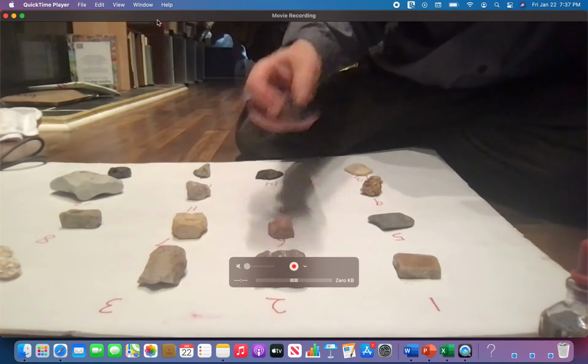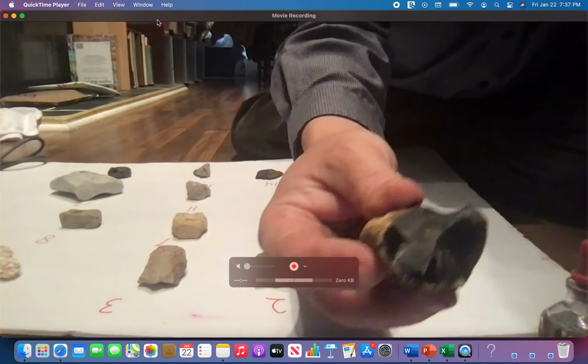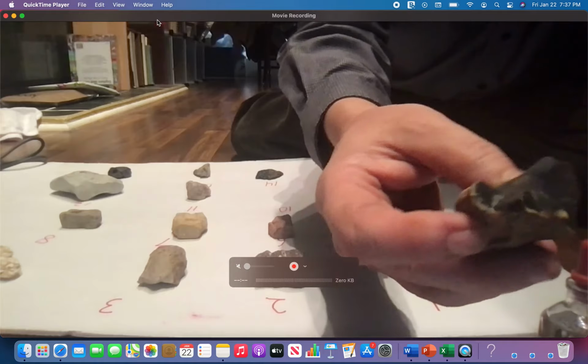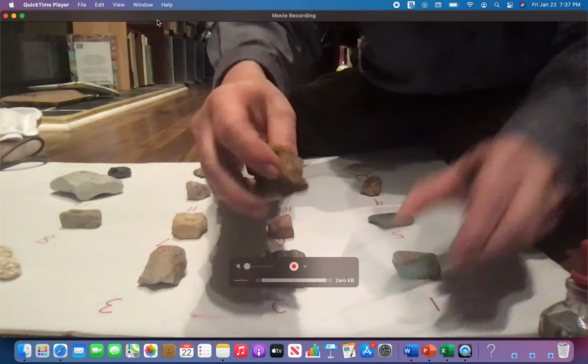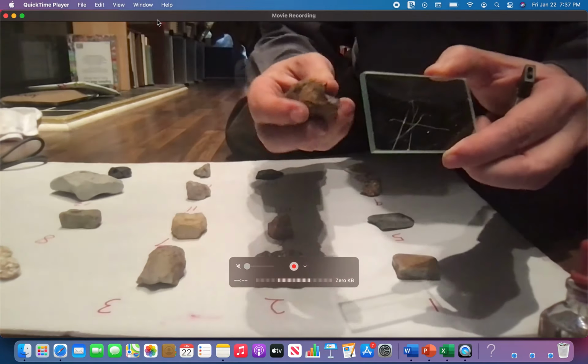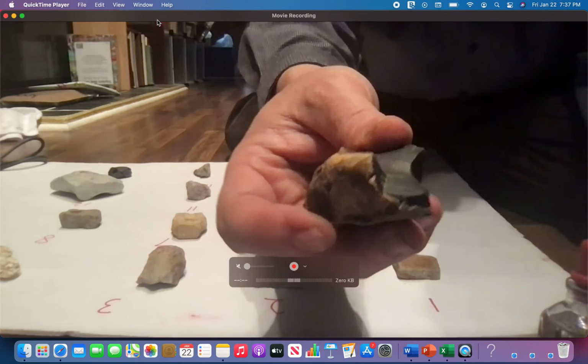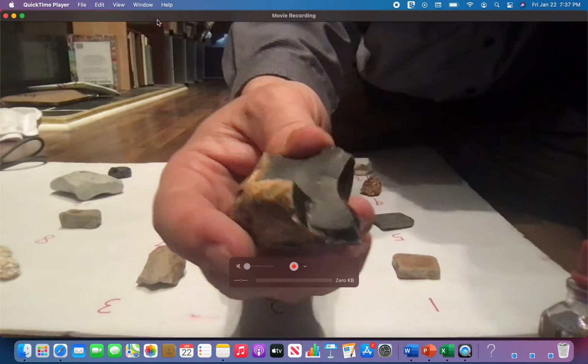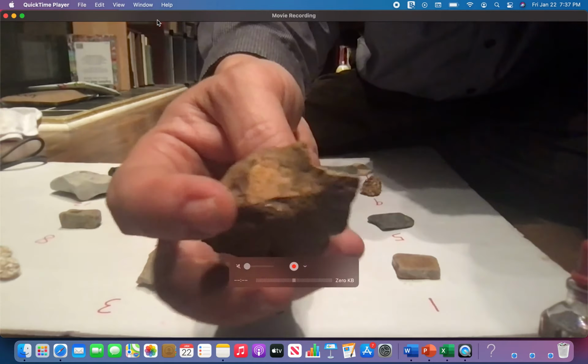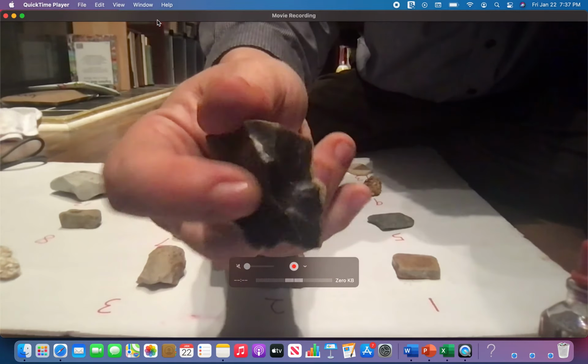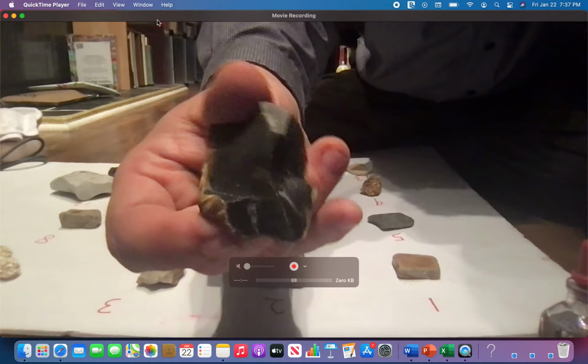Sample number 10. Note the color of this rock. If I rub it against glass, it's very sharp. It scratches glass. This is the color right here of sample number 10.